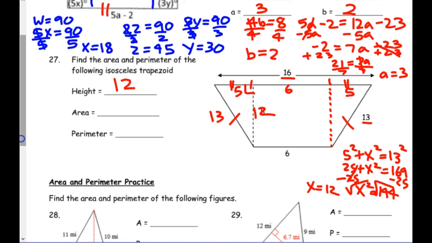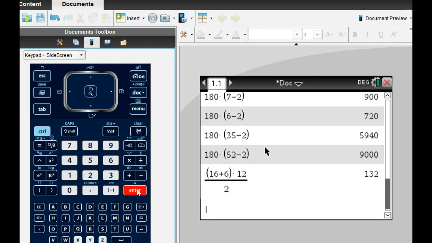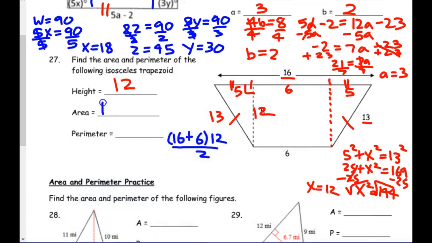Now the area formula is base 1 plus base 2 times the height divided by 2. 16 plus, not times, 16 plus 6, my two bases, times the height of 12 divided by 2. So let's do that. 16 plus 6 times 12 divided by 2. We get 132 units squared for our area. So that was my area.